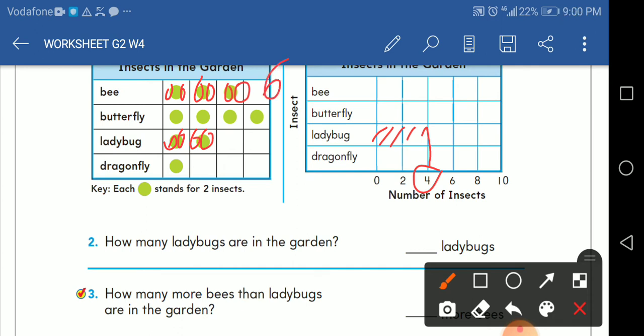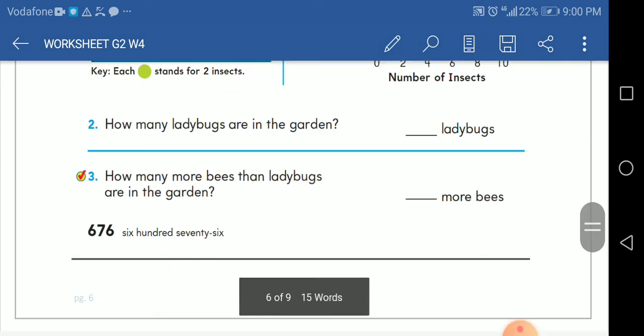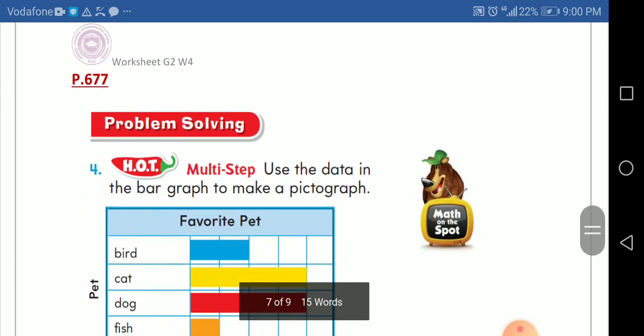And for the ladybugs, this time 4. So the difference between 6 and 4, the ladybugs and the bees. So we got here 2 more insects. Okay, let's have another question here.